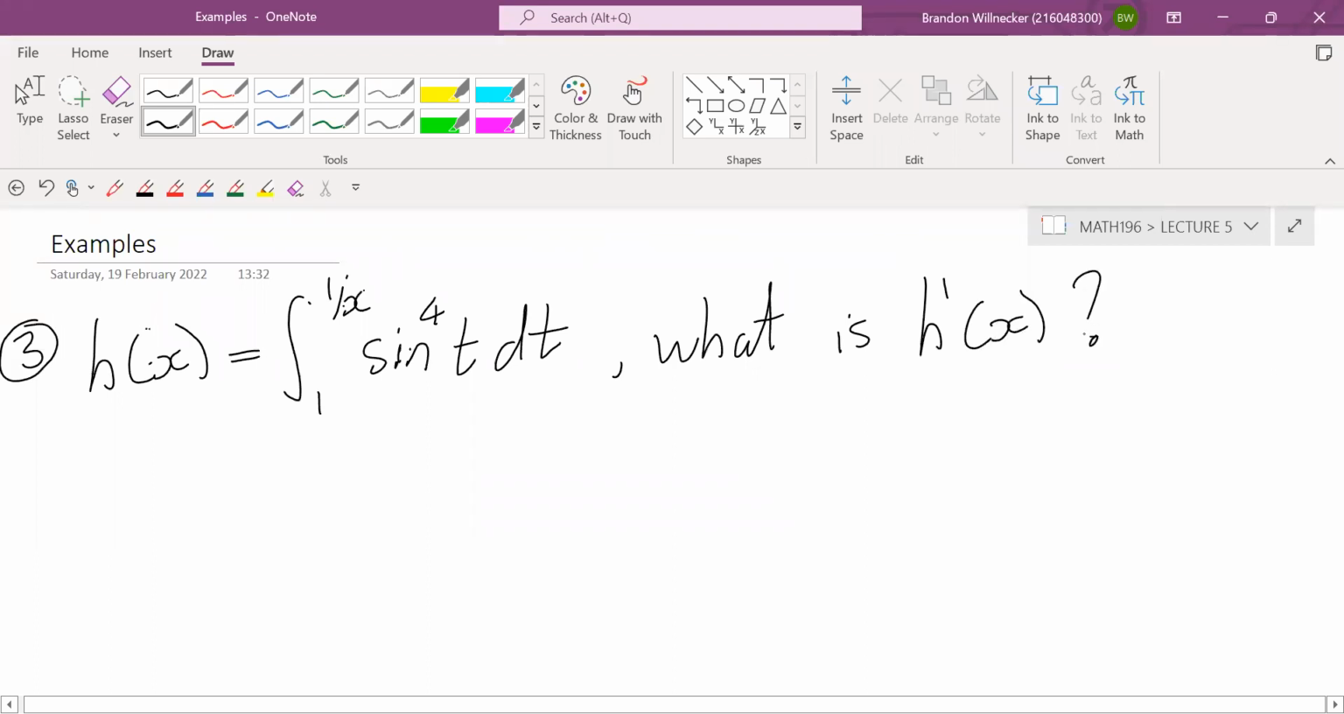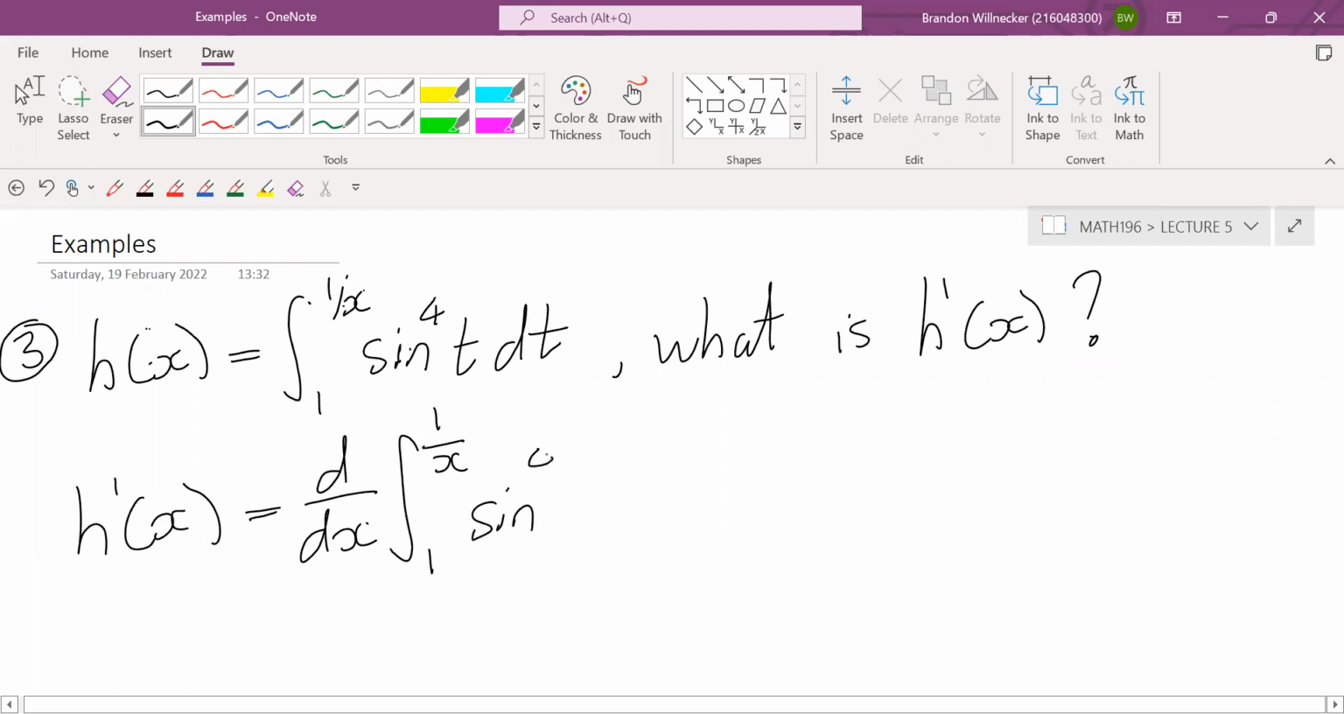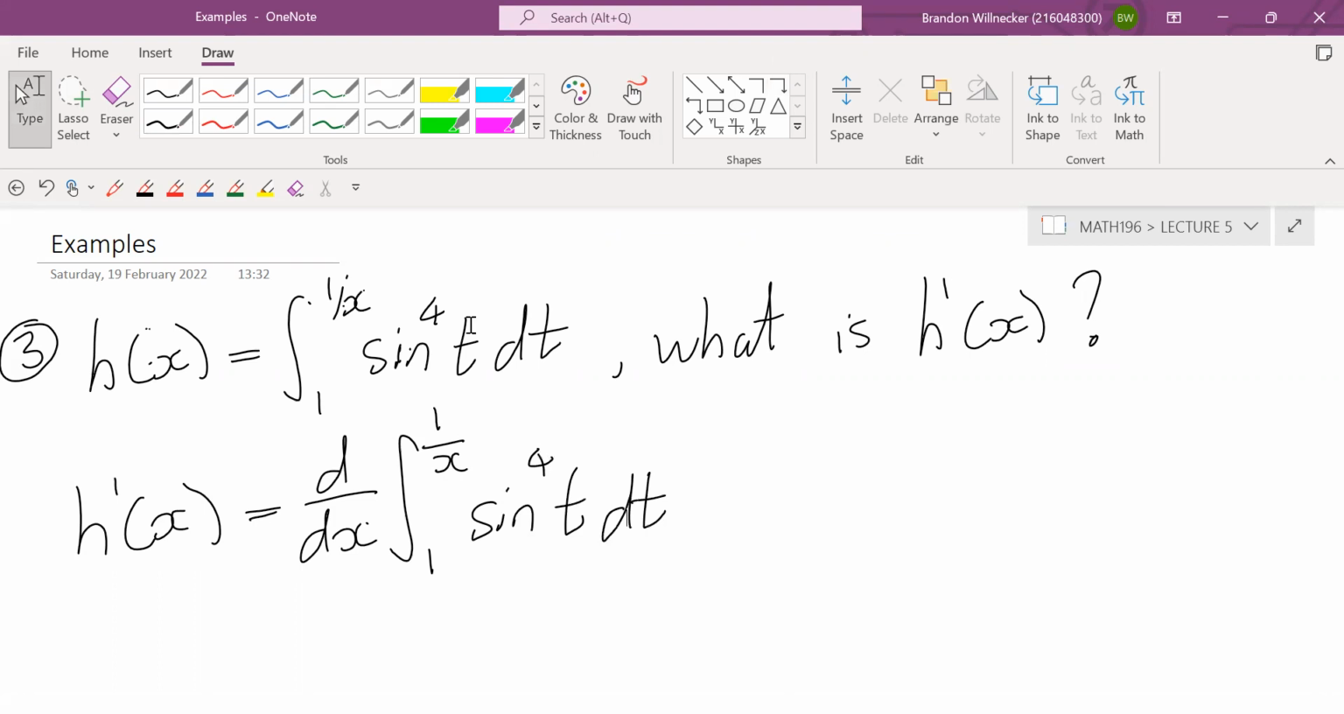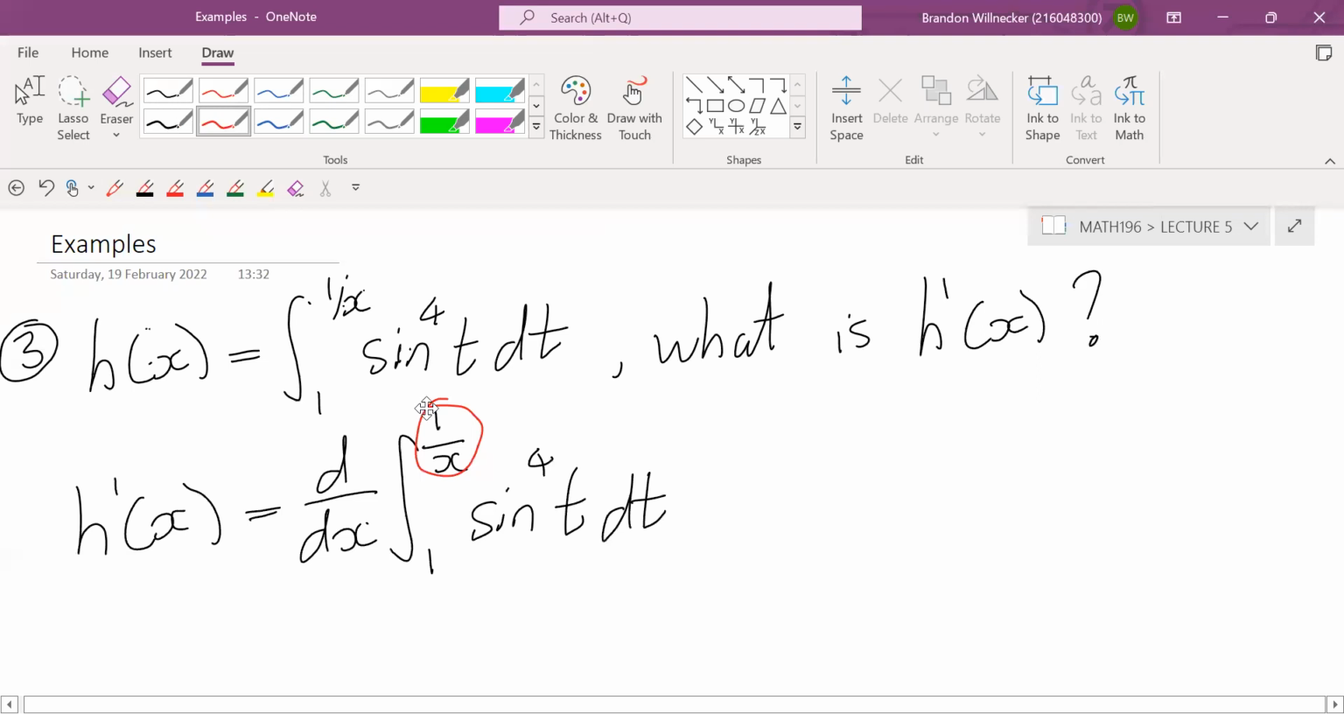Yeah, we want to find the derivative. So let's write that out. H prime of x will then be d by dx of the integral from 1 to 1 over x of sine to the 4t dt. Now, we've got the derivative out in front. We've got the upper bound being 1 over x. Okay, so that's another red flag we've got there. So if it's not just x, then we have a problem.